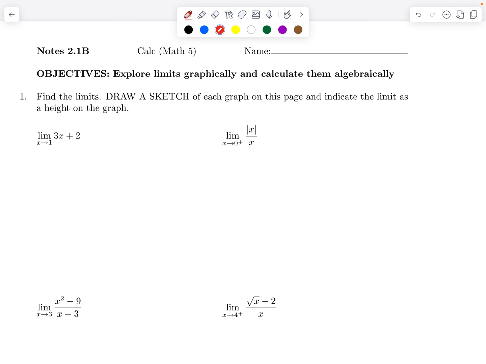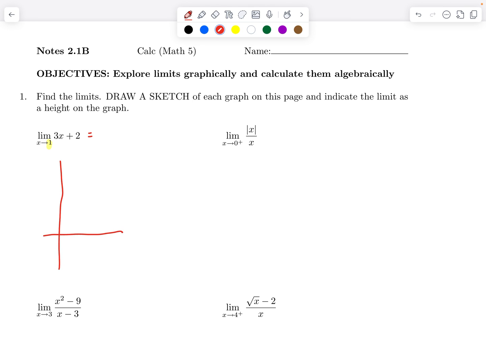The main idea behind this particular set of notes is to make sure that you understand that the limits are the heights. The answer is the height, and the input that you plug in to get that height, the x value, is under the word LIM. So make sure this is the input and that the answer is the output.